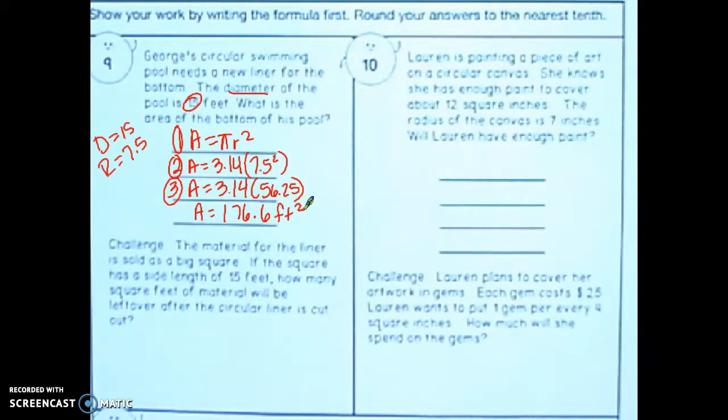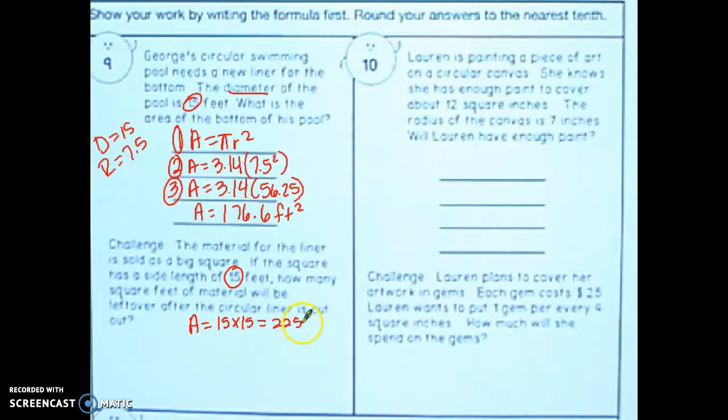It says that the material for the liner is sold as a big square. If the square has a side length of 15 feet, about how many square feet of material will be left over after the circular liner is cut out? So first thing we're going to do is find the area of this square. It's a square, so to find the area of a square, we're going to multiply the length times the width, and that is 225.